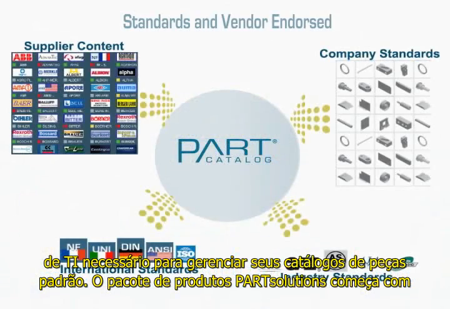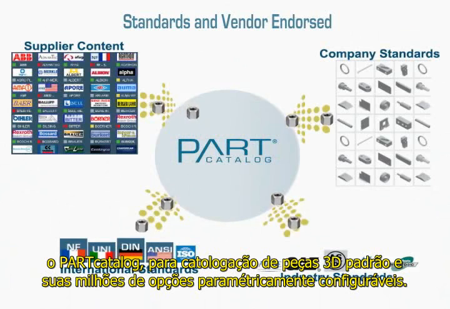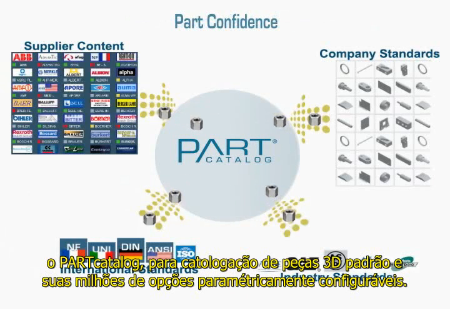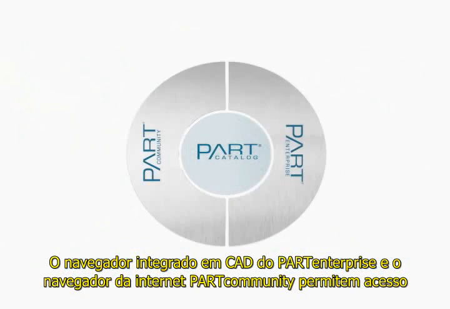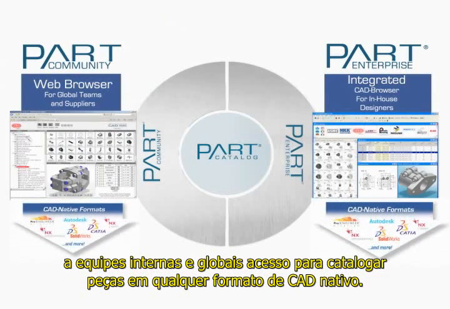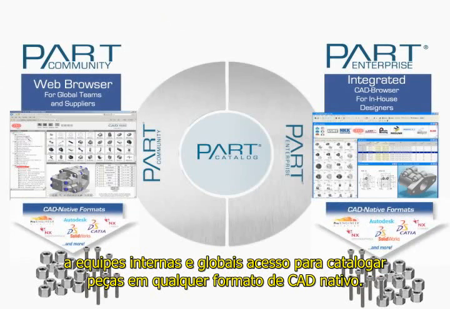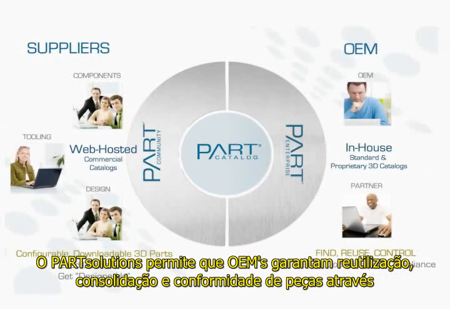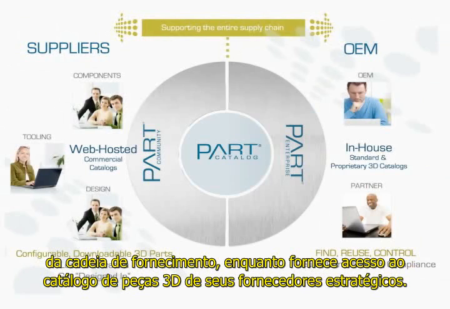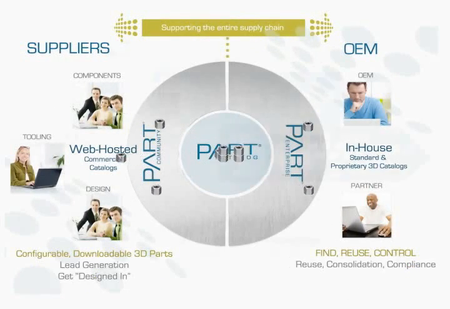The PARTsolutions product suite starts with Part Catalog for cataloging 3D standard parts and their millions of parametrically configurable options. The Part Enterprise CAD Integrated Browser and Part Community Web Browser provide in-house design teams and global teams access to catalog parts in any native CAD format. PARTsolutions enables OEMs to ensure part reuse, consolidation, and compliance through the supply chain, while providing access to the 3D part catalog of your strategic suppliers.